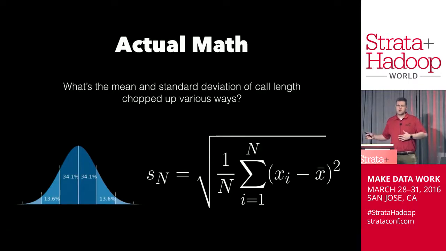All right, so the last thing beyond aggregations, and this is the thing that gets a lot easier with transactional streaming that's really, really hard to do with lots of other kinds of streaming, is actual math. So say someone says, well, what's the mean and standard deviation of call length chopped up various ways? Okay, mean I can do, right? That's just summing and dividing. But standard deviation, I look up this formula for a standard deviation of a population, and I go, ooh, there's the square, the differences summed. That's going to be really hard because the average is going to be changing.